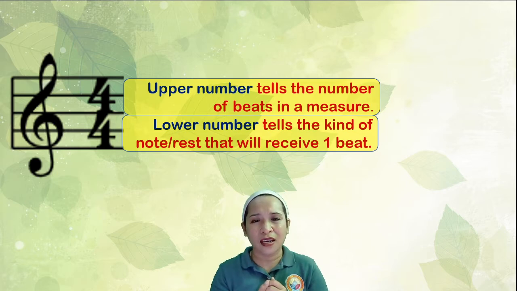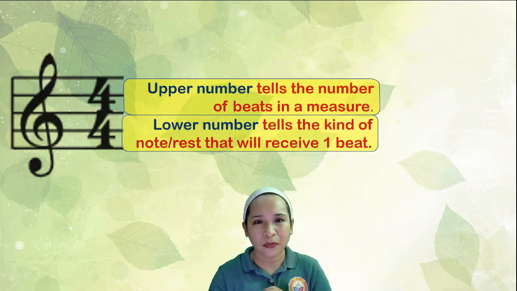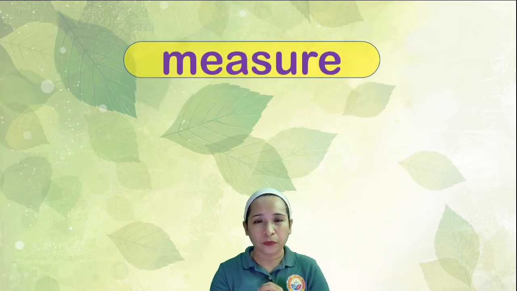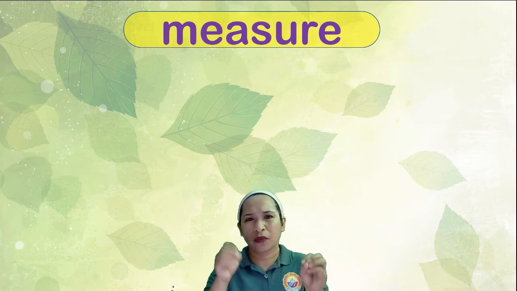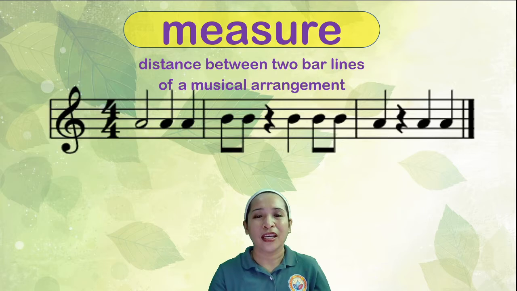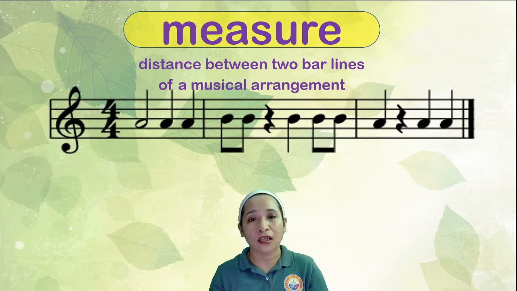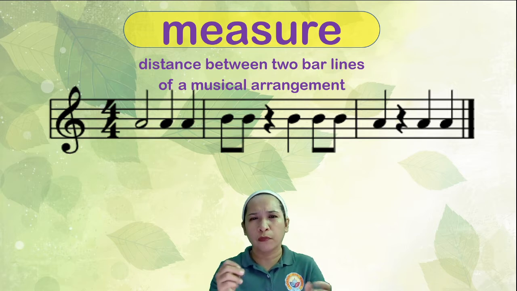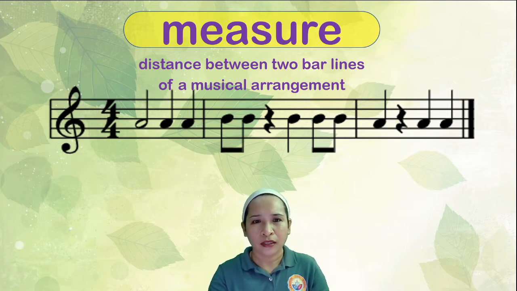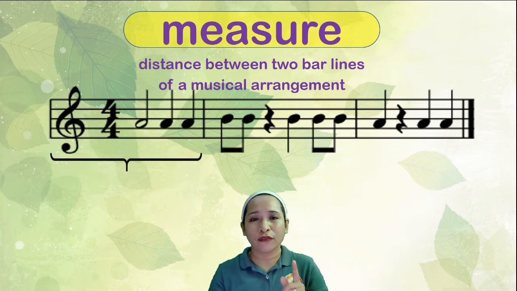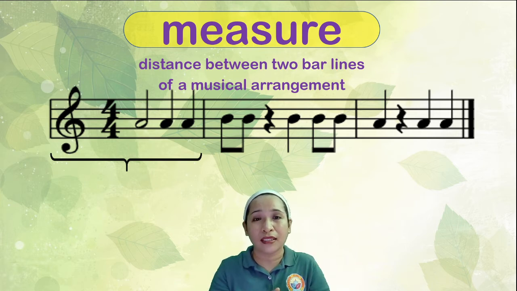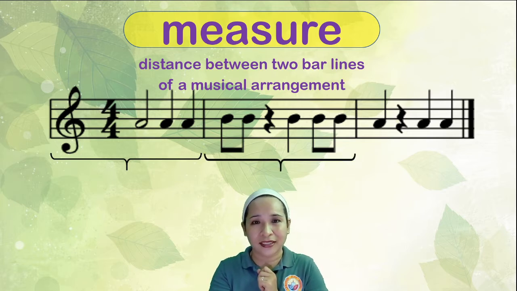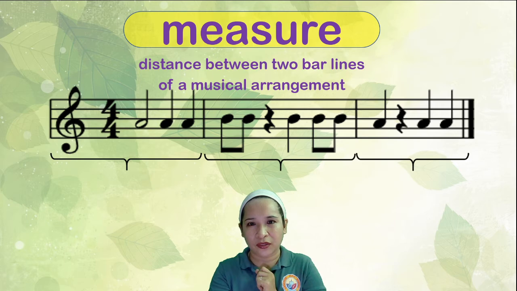So we mentioned here a measure. What is a measure? If you look at any musical arrangement, there are bar lines there. So a measure is the distance between two bar lines of a musical arrangement. Bar lines are the vertical lines. So a measure is like this: the first vertical line and then the next vertical line. What's in between them is a measure. So that is the first measure. The second measure is this. And next, the third measure.